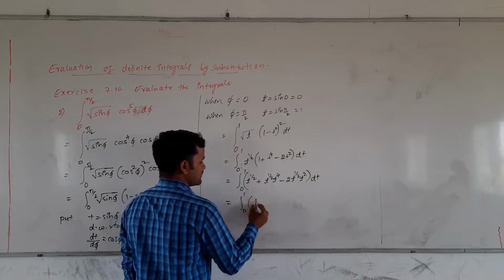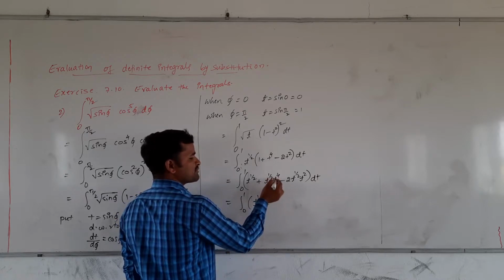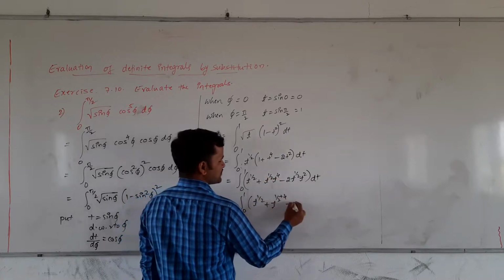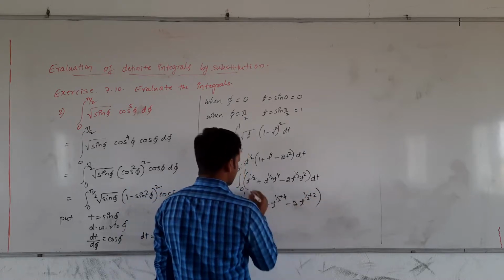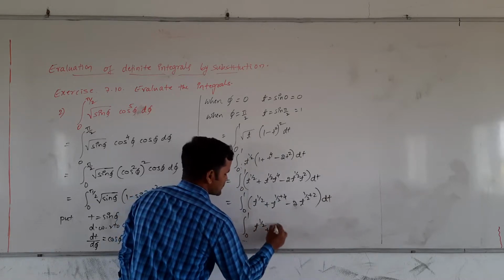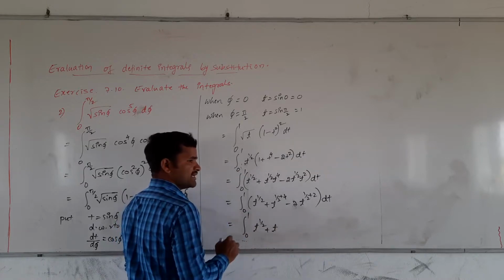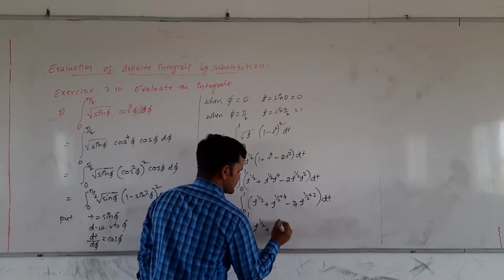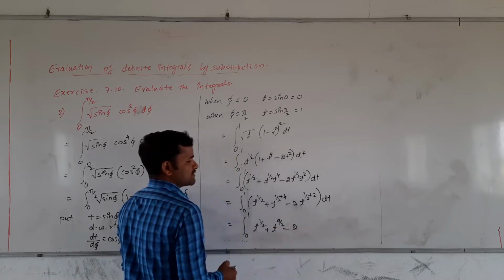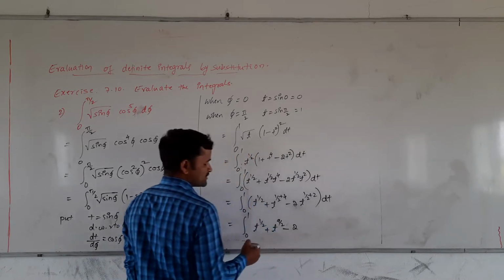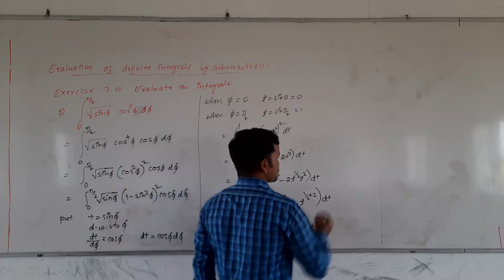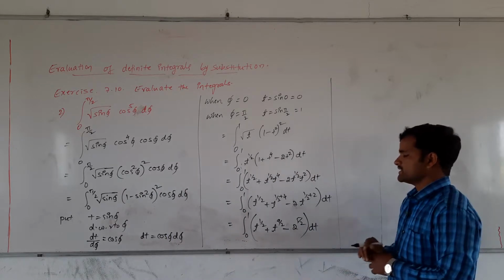Integrating from 0 to 1, t raised to 1 by 2 plus t raised to 1 by 2 plus 4, that is t raised to 1 by 2 plus 4, minus 2 into t raised to 1 by 2 plus 2. The whole integral is with respect to t. Next, t raised to 1 by 2 plus t raised to 1 by 2 plus 4 gives 1 plus 8 by 2, which is 9 by 2, minus 2 into t raised to 1 by 2 plus 2, which is 1 plus 4 by 2, that is 5 by 2. Integrating with respect to t. Can we integrate it now? Very easily we can integrate.